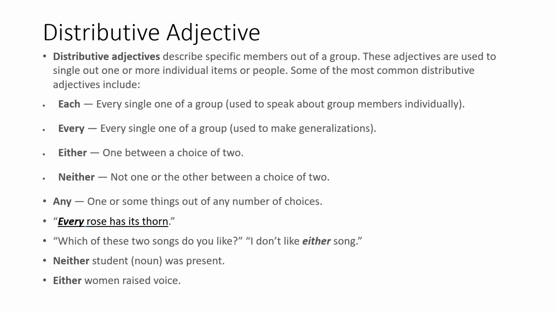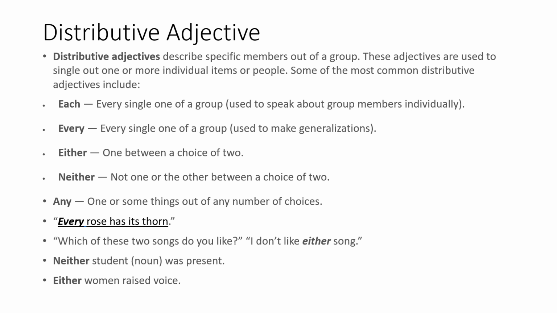Each: every single one of a group. It is used to speak about group members individually. Every: every single one of a group, used to make generalization. Either: one between a choice of two. Neither: not one or the other between a choice of two. Any: one or some things out of any number of choices.